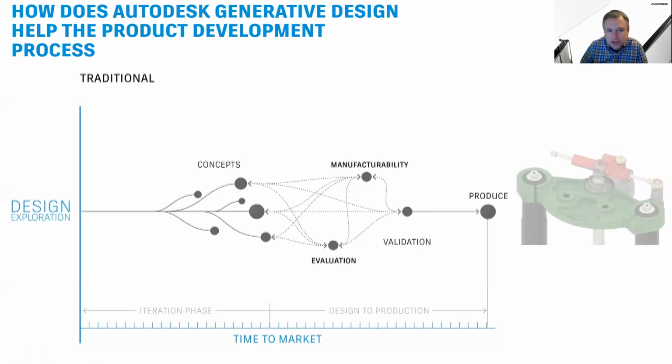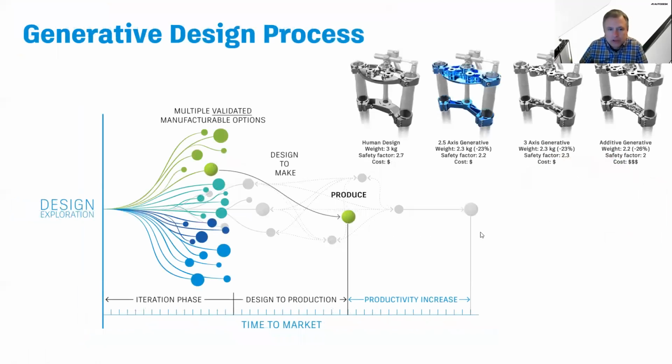So now with generative, what we're going to do is up at the very front, we're going to fully define the problem, and we're going to define it from a design perspective. We're going to put in the engineering. We're going to place in the manufacturing constraints. So again, should it be 2 axes, 5 axes, additive, find that problem.